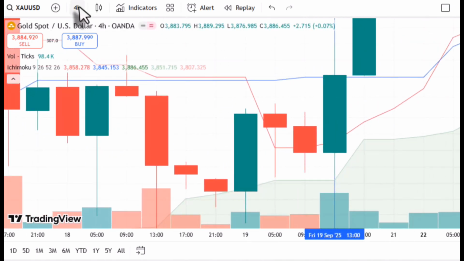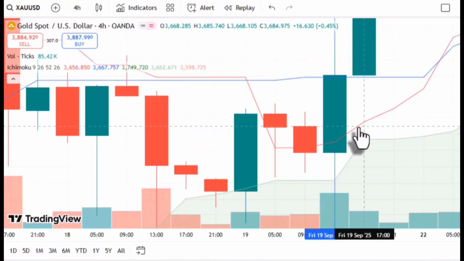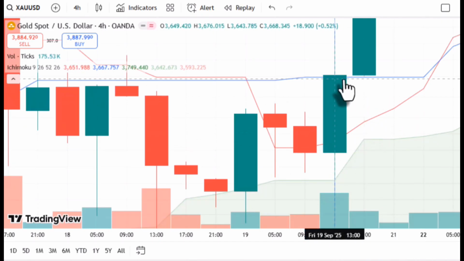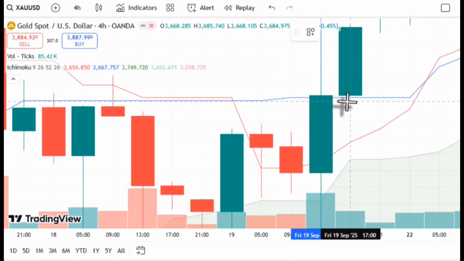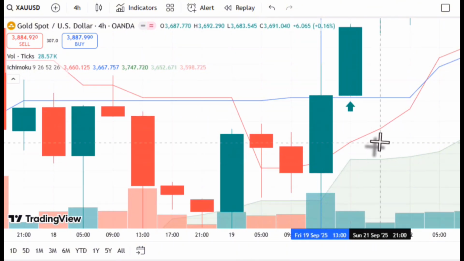How do we spot that? We jump up to the 4-hour time frame. The moment a 4-hour candle closes above all three lines, the red conversion line, blue baseline, and the Ichimoku Cloud, that's our signal. Once that candle closes above all three on the higher time frame, we know we're entering an uptrend, and we can take a buy position at the start of the next candle.